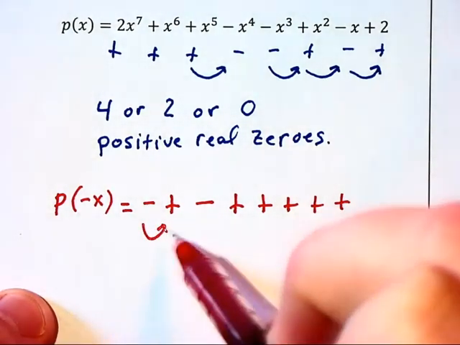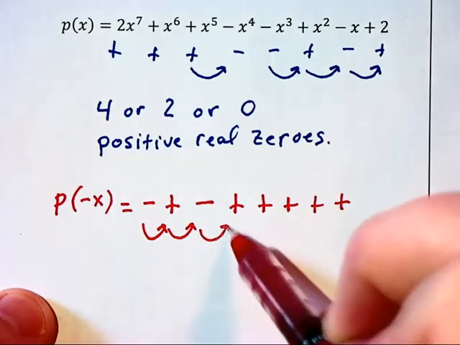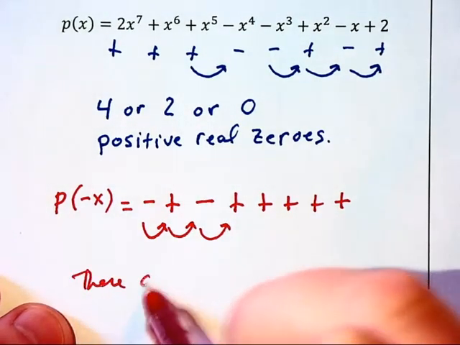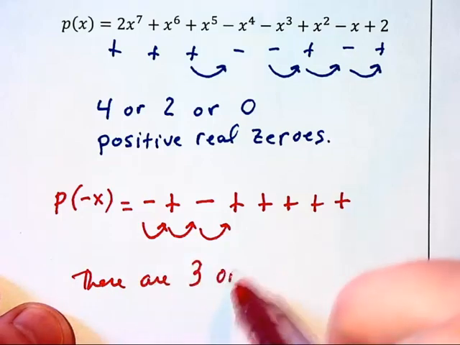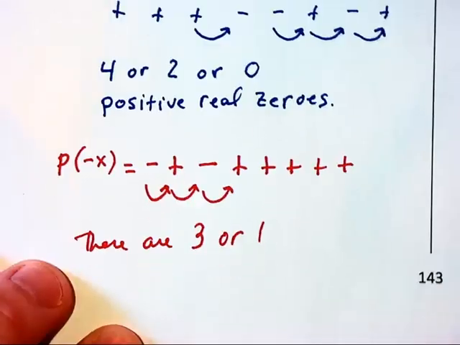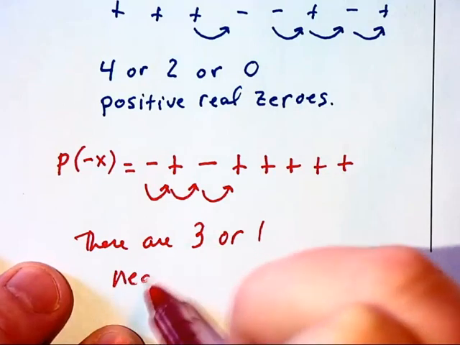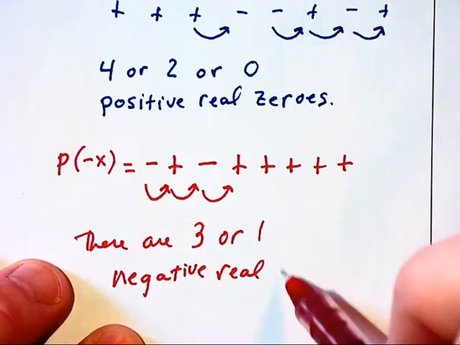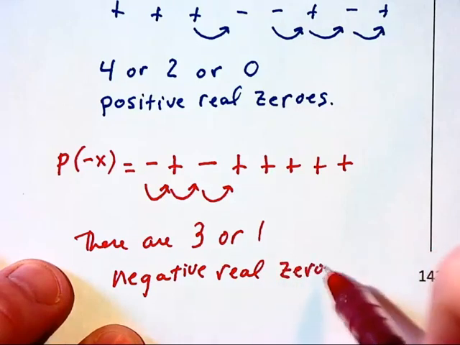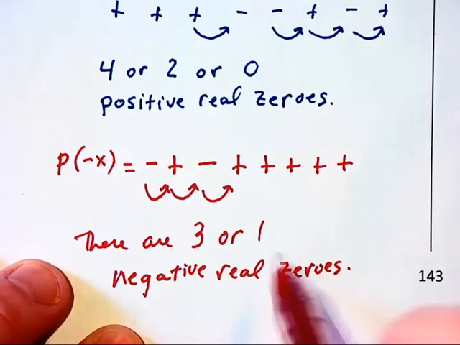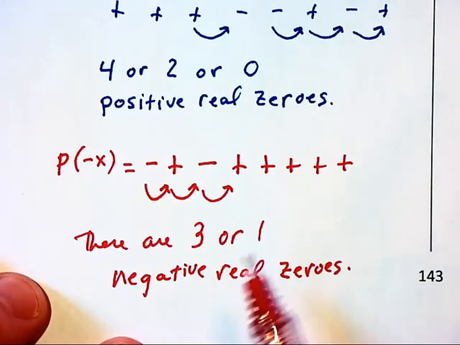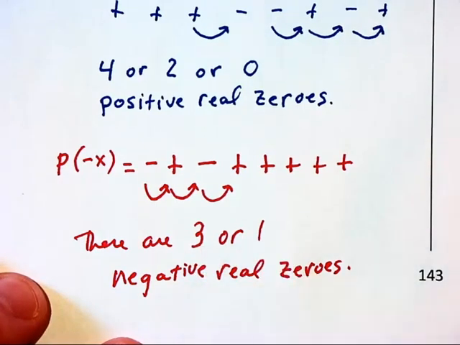We see 1, 2, 3 sign changes, and that tells us there are 3 or 1 negative real zeros. Doesn't tell you whether they are rational or irrational. It just tells you there will be at least 1, possibly 3, that are negative. And we found that 1 by subtracting 2 away from the 3.